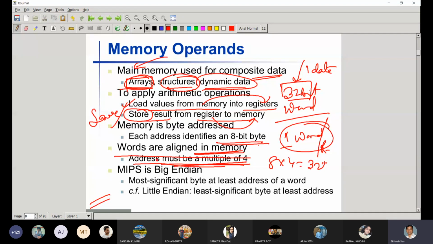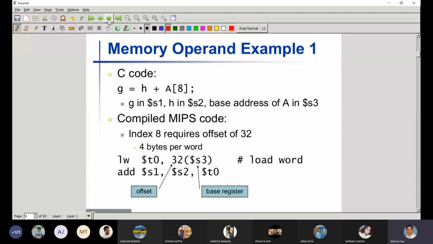So this is the standard that MIPS follows. MIPS is big endian, so you can understand what that means: the most significant byte will be at the least address of the word. So we are not using the little endian one.